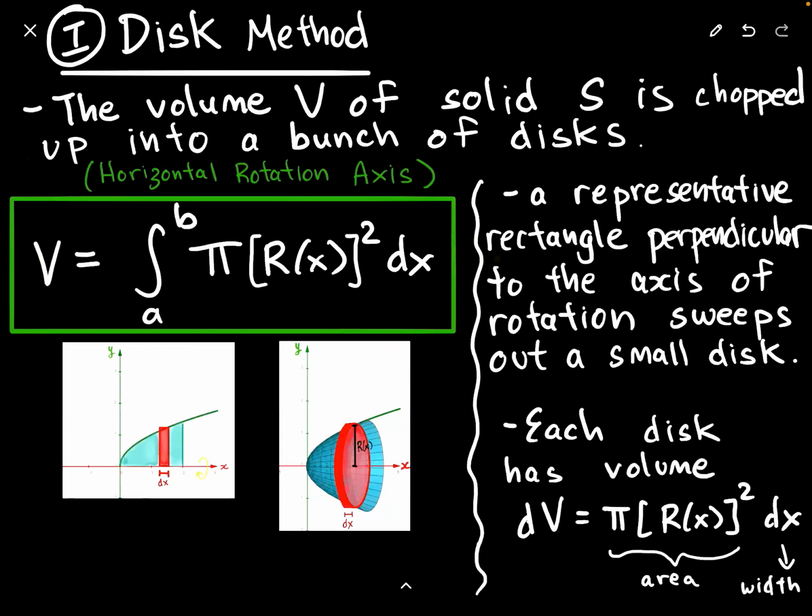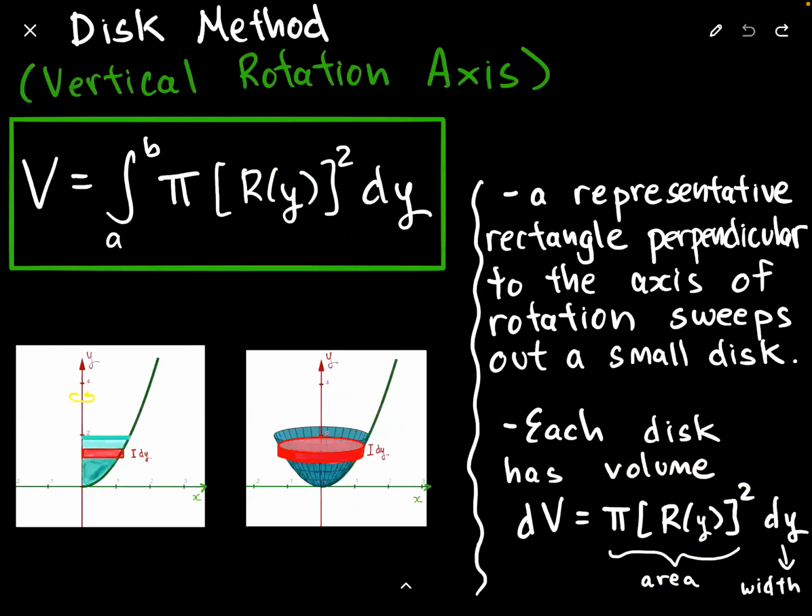A representative rectangle perpendicular to the axis of rotation with small width dx sweeps out a small disk, and each disk has a small volume dV, which is pi r squared dx, where pi r squared is the area of the face of the disk, and dx is the width of the disk.